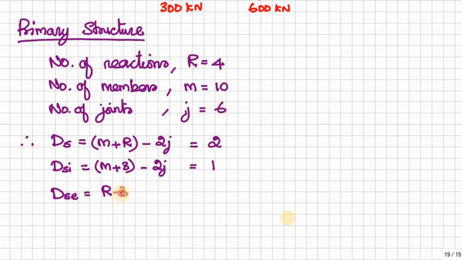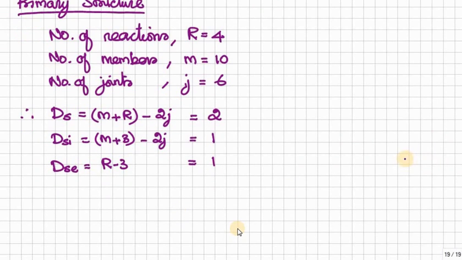Similarly, external static indeterminacy DSe is equal to capital R minus 3, which is equal to 1. Therefore, that indicates we have one extra reaction than required. Therefore, the redundants are any one reaction and any one member. If you choose the appropriate reaction and member, the final structure should be stable. That's the only condition for the selection of the member or reaction.